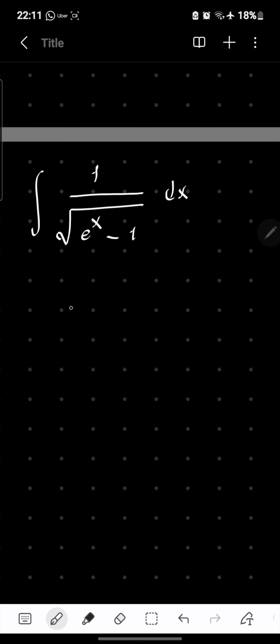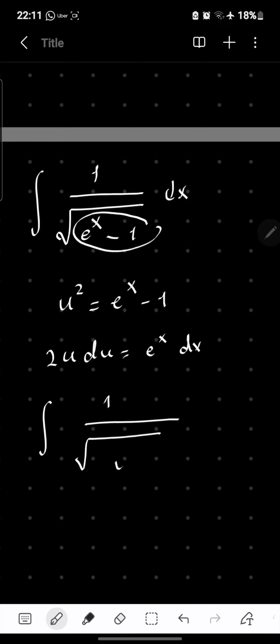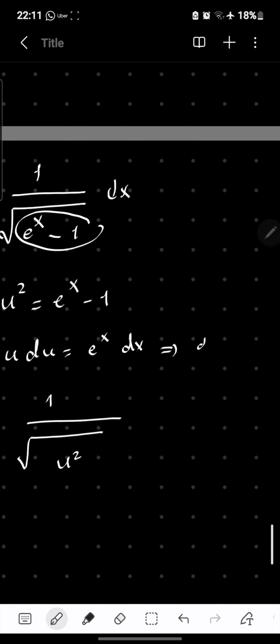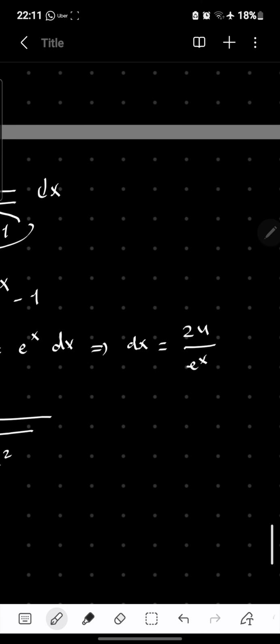like this one. If you use u squared equal e power x minus 1, it will give you the suitable substitution, and when you differentiate it will be 2u du equal e power x dx. So it will be the integration of 1 over e power x minus 1, which will be u squared, dx. From here dx is equal to 2u over e power x du.